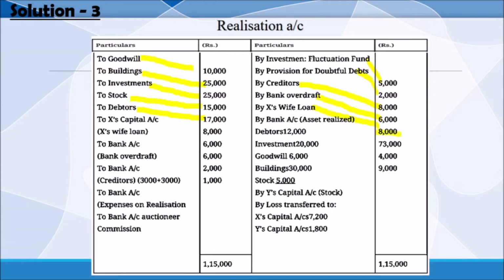Up to the ex-wife's loan. So that was a typing mistake. And by bank, we are writing all the realized value of assets. Debtors realized at 12,000, investment 20,000, goodwill realized value 6,000, building 30,000, stock 5,000. Means the remaining item assets are realized at that value. Remember that. So this total is 73,000.